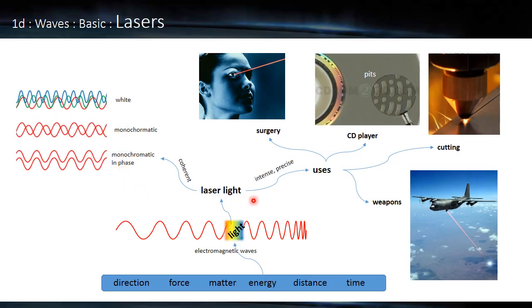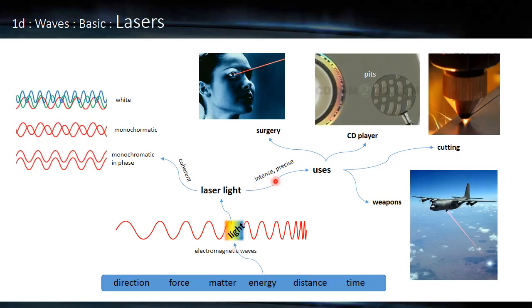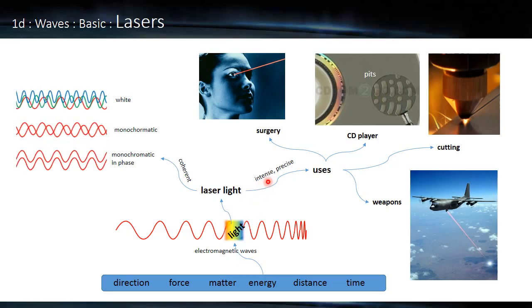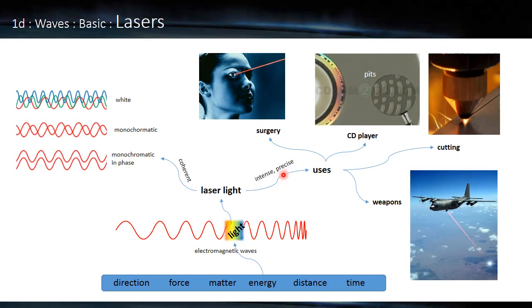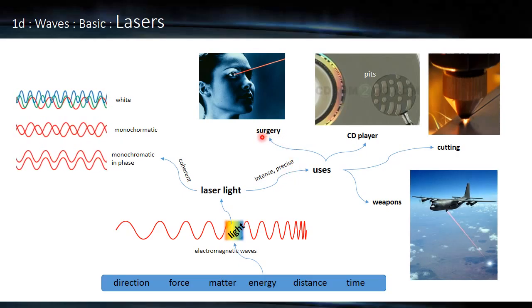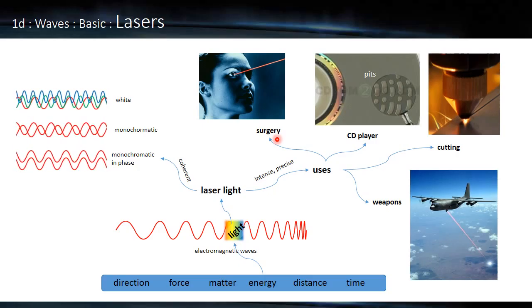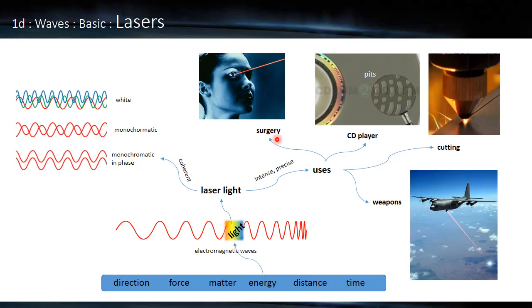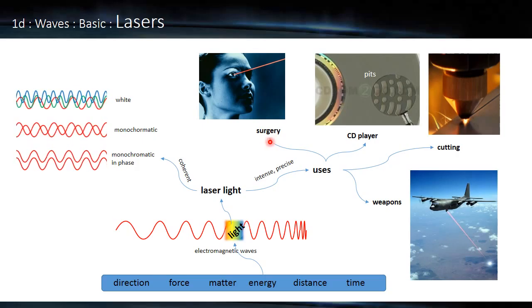So laser light is very useful to us. It's very intense, which means it can have a lot of energy per area, and it's very precise because it doesn't diverge very much, which makes it very useful for a number of applications. Most obvious one being surgery, laser eye surgery being an obvious example, but lots of other kinds of surgeries as well. It's an intense transfer of energy which can destroy unwanted tissue.